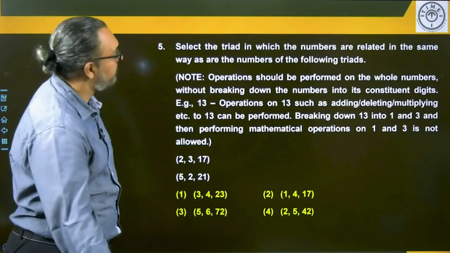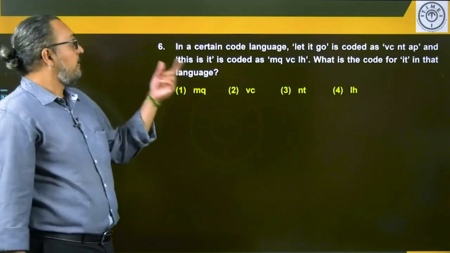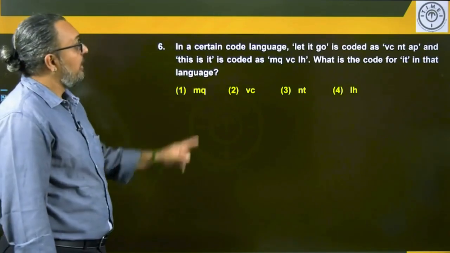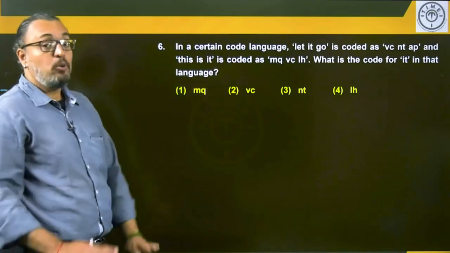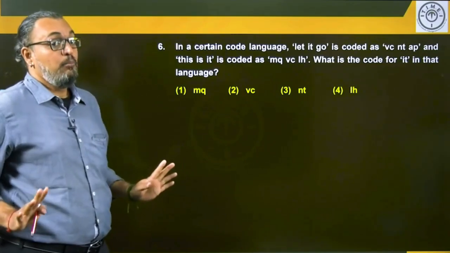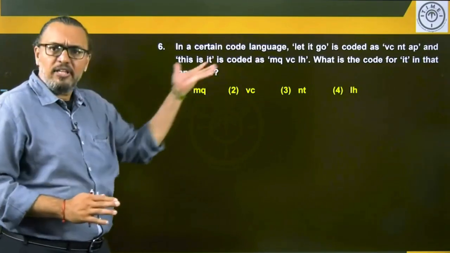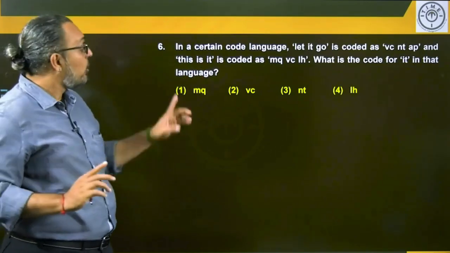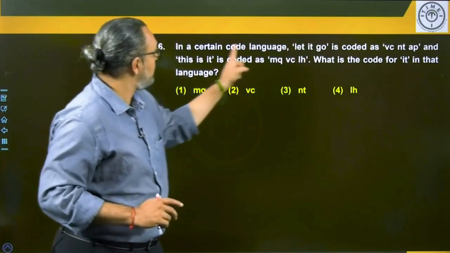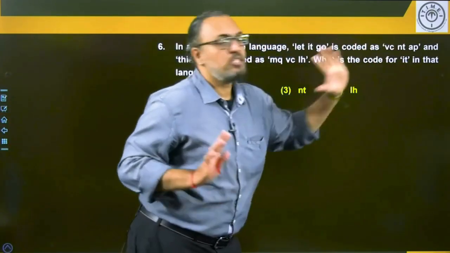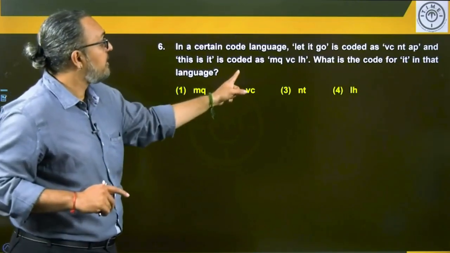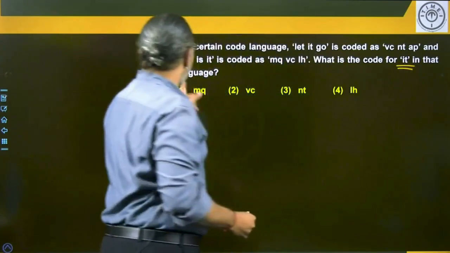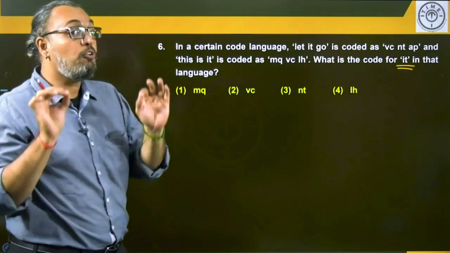Then next, now it is in a certain code language. Let it go is coded as, now here you don't have to write anything. Please don't write anything because everything is given to you. You just have to visually check and get your answer. Now the question, so there are 2 sentences given and 2 sets of codes given for those sentences. Now he is asking, what is the code for it in that language? I want the code for it, the word.